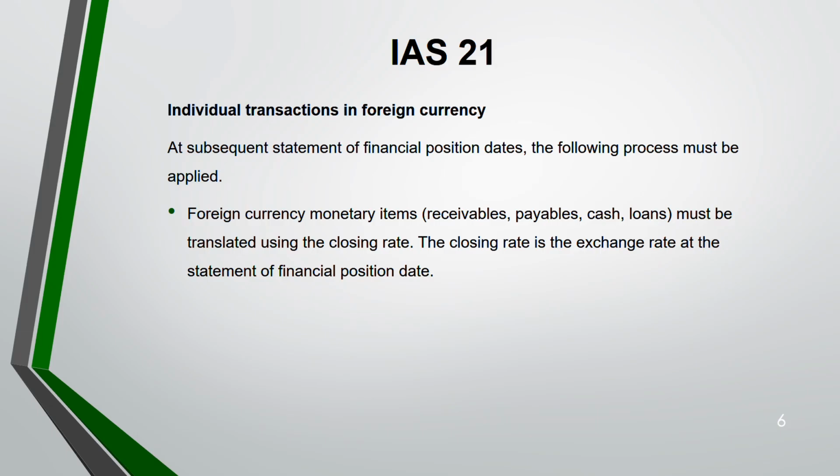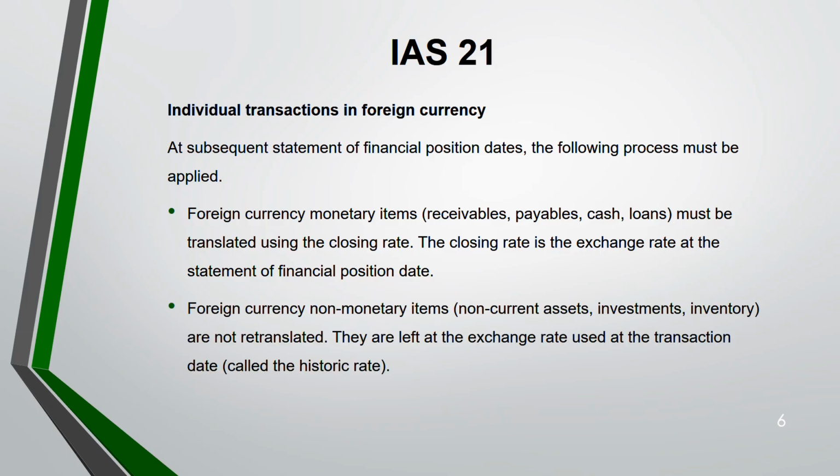So receivable, payable, cash, loan are grouped into one category. They are known as monetary items. Whenever you translate monetary items, it is always at the closing rate. You have to remember. And the second category, non-current assets, investments, inventory, are non-monetary items and they are not retranslated. You will only translate them once, at the historic rate, that is the rate at the transaction date.